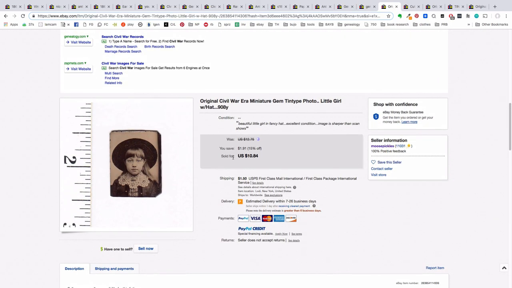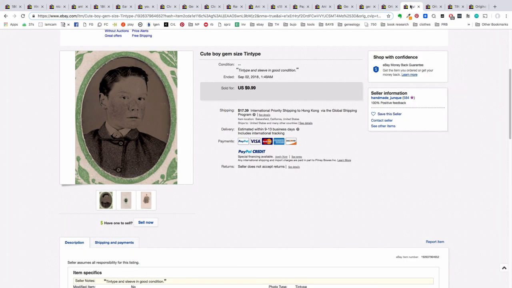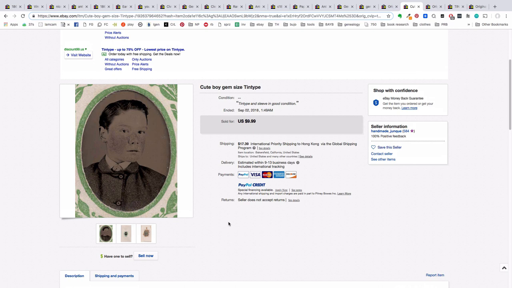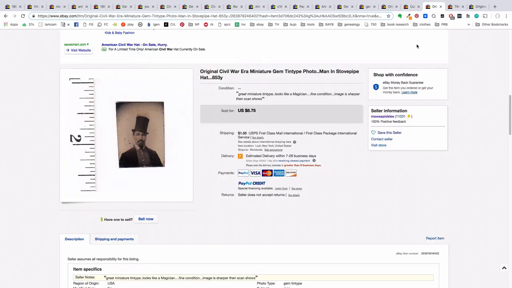And then there's just your run-of-the-mill average gem tintype. It's going to help if the person in it is cute or handsome or pretty. Like, this is just a really nice photo of a girl in a hat. So, you know, this sold for $10, $11. Not bad. Another one, this is the boy with freckles. Kind of cute. And $10. And then this is getting down to pretty much generic. I feel bad saying that about this fellow, but he has a nice stovepipe hat and a goatee. He sold for about $9.